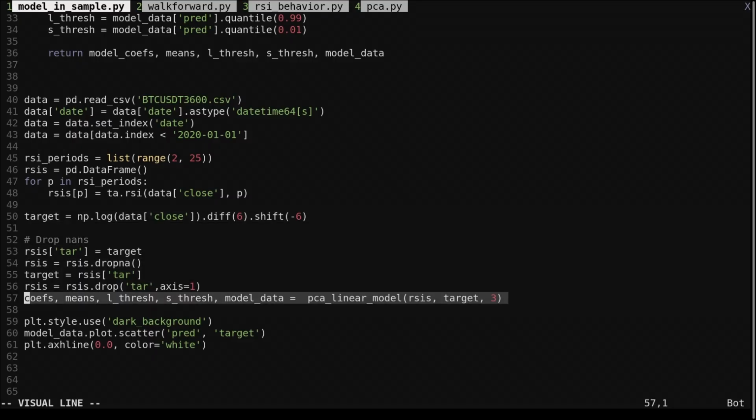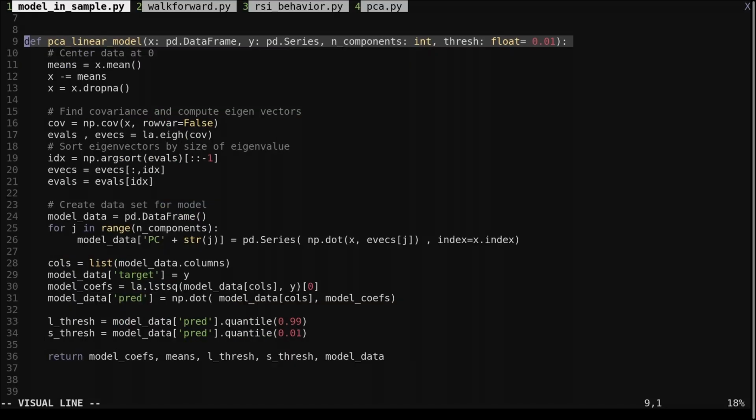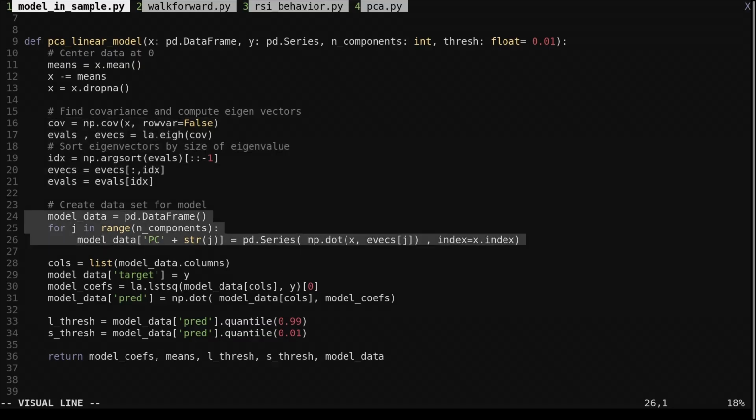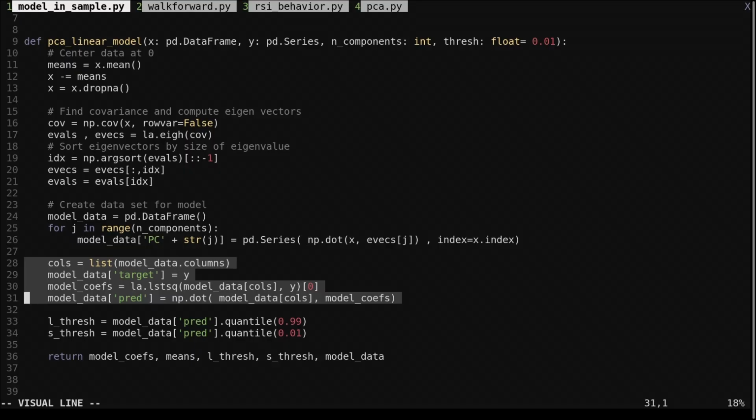Then we call this function PCA linear model, giving the RSIs, the target, and the number of components to use. Here is the function that creates the model. We subtract the means from the data and get our eigenvectors. We already saw this stuff. We get the specified number of principal components and add them to this data frame. The model is as simple as it gets, a least squares linear model. We call SciPy's least squares function to find the model coefficients. This least squares function returns some other stuff, but we only need the coefficients. That's why we have the 0 index on the end here.